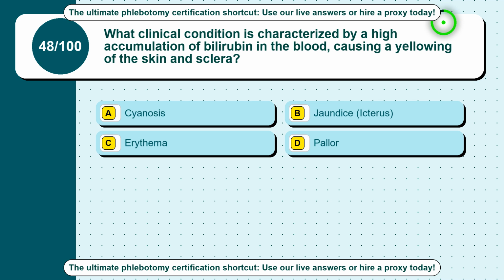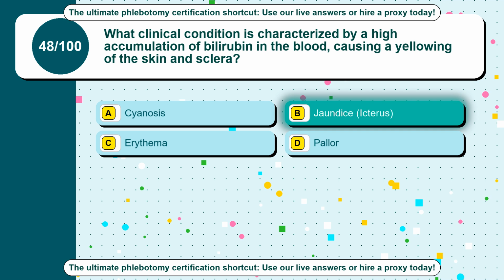Question 48. What clinical condition is characterized by a high accumulation of bilirubin in the blood, causing a yellowing of the skin and sclera? Option A, cyanosis. Option B, jaundice, icterus. Option C, erythema. Option D, pallor. The correct answer is option B, jaundice, icterus.